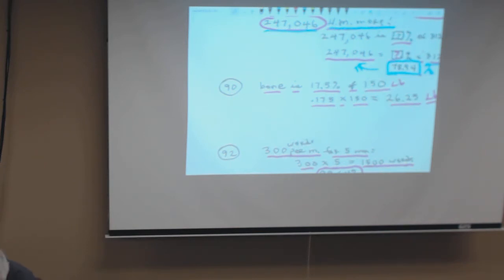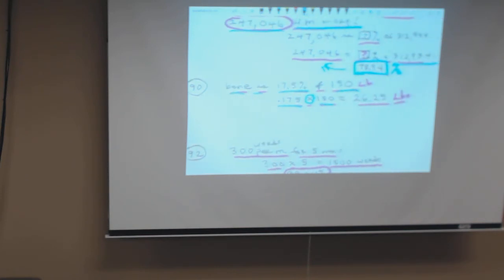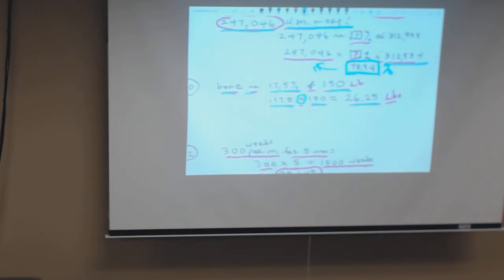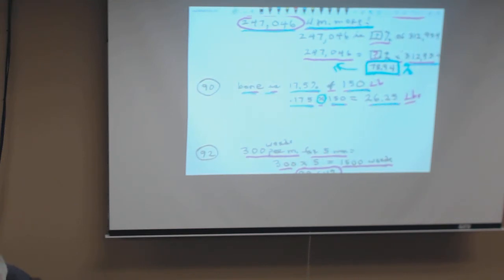How many pounds of bone does a person have? What does 89 say? Bone is 17.5% of your weight, right? And this person weighs 150 pounds, so I change the percent to a decimal, 0.175. Of means times 150 equals 26.25 pounds. So I've done the first part.